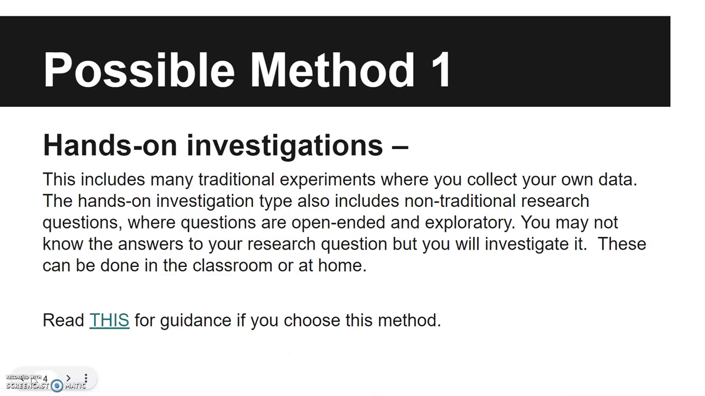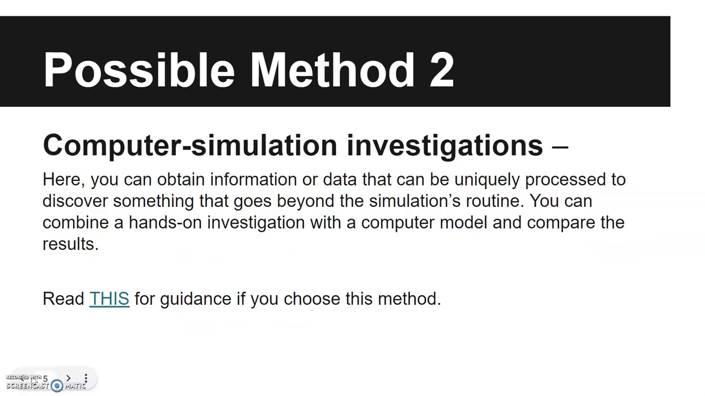All right, so there are 3 different methods to do this. The first is a hands-on investigation. This is like what you think of as a traditional experiment. You collect your own data, you plan your procedure. You don't know the answer, but you're investigating it. These can be done in the classroom, in my lab, or they can also be done at home, depending on time and materials and all that. And there is a sheet for guidance, which I'll show you in a minute. Let me go through the other methods first.